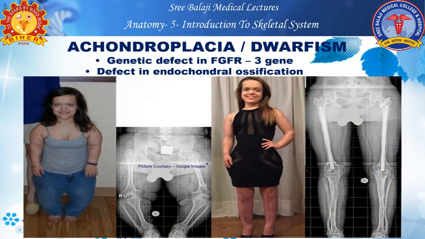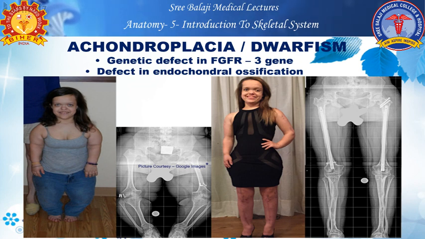There is a condition called achondroplasia, otherwise called dwarfism. There are multiple causes of dwarfism. This is one of those, which is called achondroplasia. The usual dwarfs who we see in the circus and all that come under this category of achondroplasia. This is because of a genetic defect in the fibroblast growth factor receptor gene, because of which the bone matrix, that is the collagenous part of the bone, is not well developed.